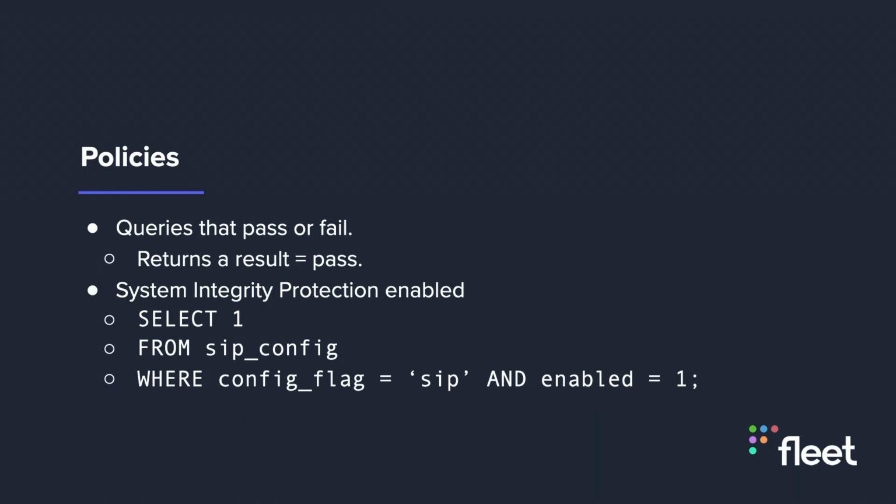And this example is we're looking at the SIP configuration table. We're looking for the configuration flag SIP and to see if it's enabled. So we want to see if SIP is enabled. And if it is, basically it's going to return a 1 back as a result, because we don't care what the results are. We know that it's going to match these two things, the config flag of SIP and that it's enabled, so just return a 1.